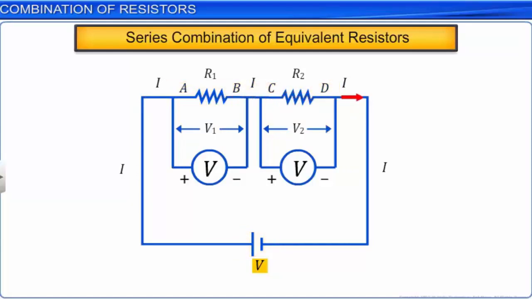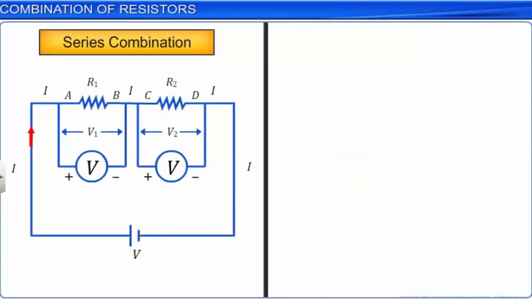The charge that leaves R1 enters R2. As current is the measure of the rate of flow of charge, the same current I must flow through R1 and R2. According to Ohm's law, V is equal to I into R, where V is the voltage across the resistor, I is the current flowing through the resistor, and R is the resistance of the resistor.